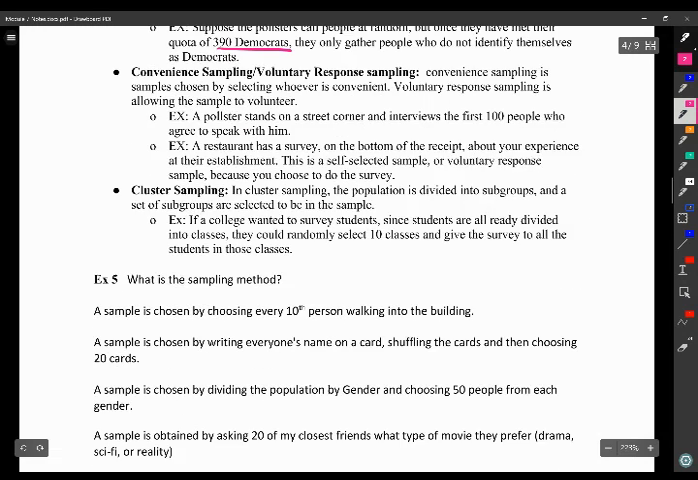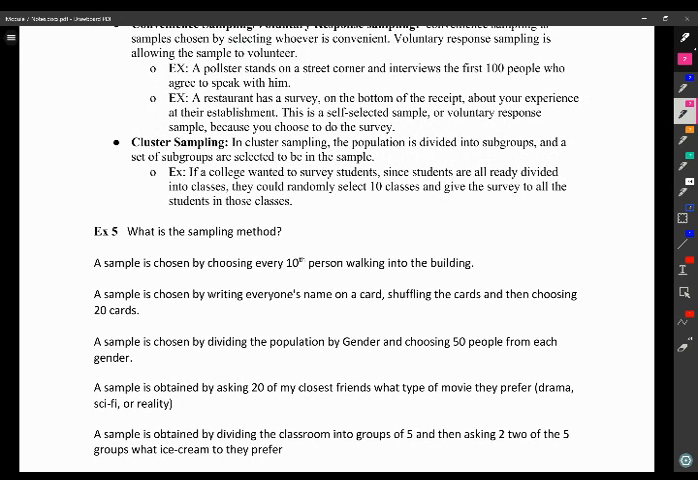And then cluster sampling is a way for you to take a population that's divided into subgroups, and then from there select a group of subgroups. So if a college wanted to survey students, since students are already divided into classes like sophomores, juniors, seniors, then they would take 10 sophomores, 10 juniors, 10 seniors, and ask them the questions or do the survey based off of that.